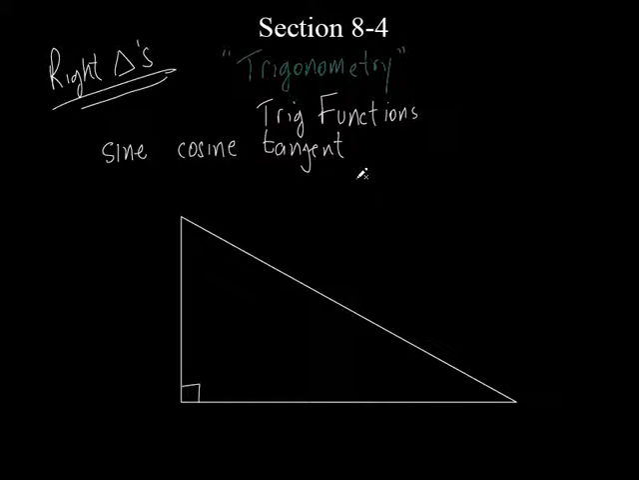You can't do it with an obtuse triangle. You can't do it with an acute triangle. You can only do sine, cosine, and tangent with what? A right triangle. Hopefully you heard that. All right, here we go. These words represent a ratio between 2 of the sides of our right triangle.